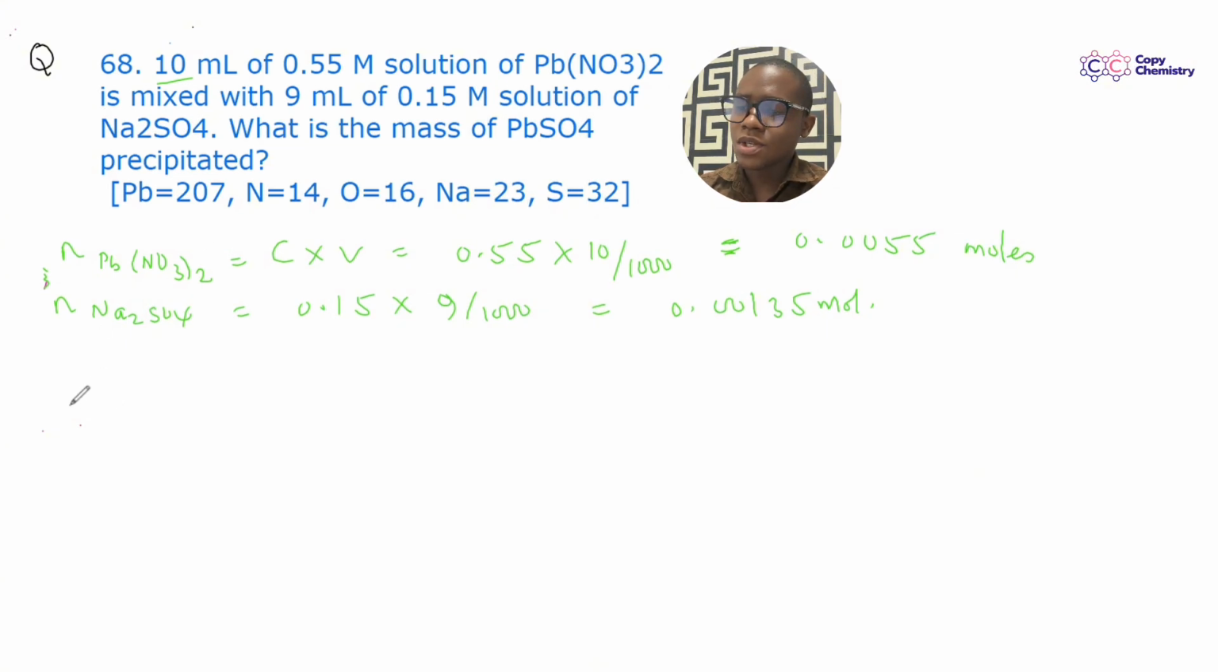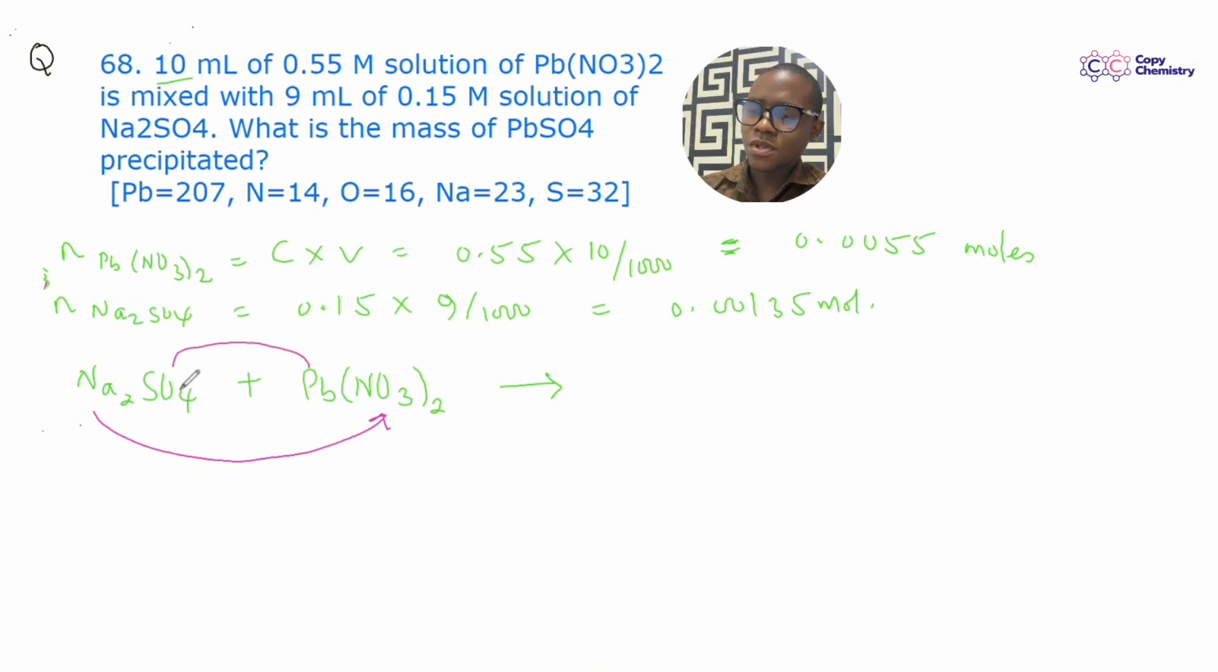Now, I've just done this fun stuff, getting the moles. Let's now write an equation of reaction between Na2SO4 and lead nitrate, Pb(NO3)2. So if we do that, the sodium would react with the nitrate part to form sodium nitrate, and then the lead would react with the sulfate part to form lead sulfate. Okay, lead 2 sulfate to be specific.